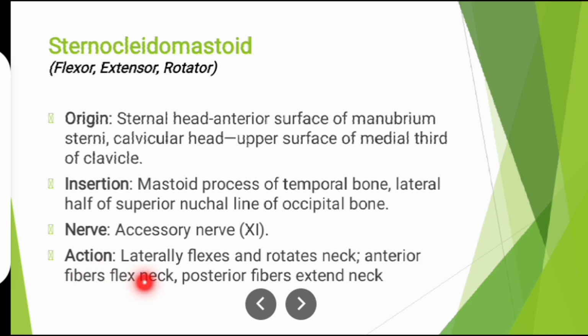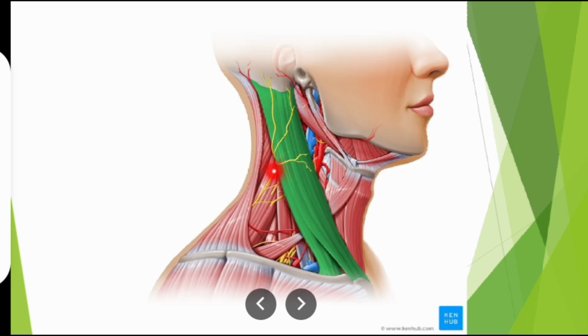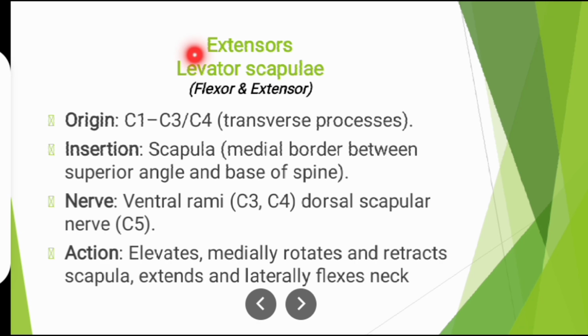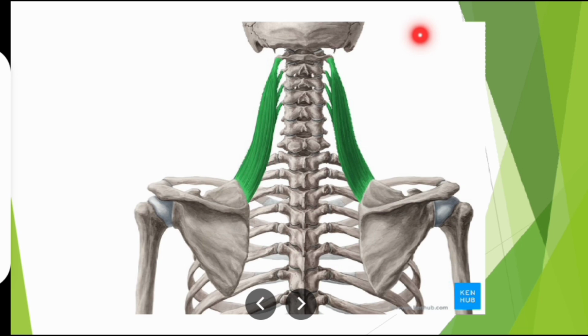Anterior fibers involved in neck flexion. Posterior fibers involved in neck extension. The muscle in green is sternocleidomastoid muscle. Now discuss those muscles that are involved in neck and head extension. The first muscle is levator scapulae. The muscle in green is levator scapulae muscle.